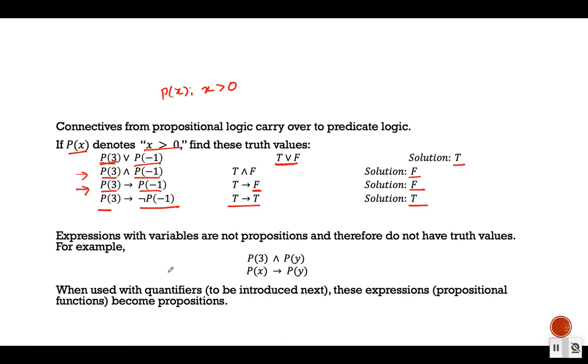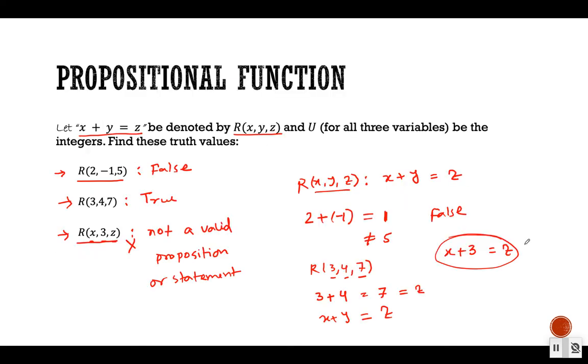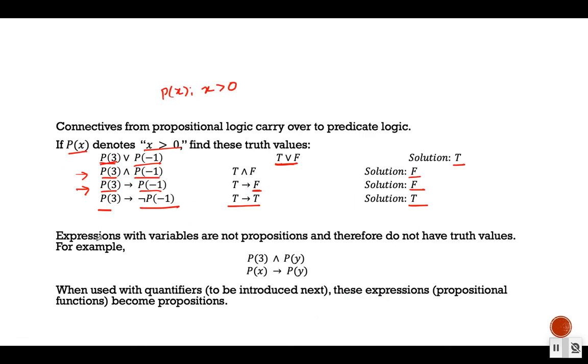Now if we write an expression with variables, it will not be a proposition, and therefore there will not be any truth value. We saw one example here, and here is another example. If we write something like p of 3 and p of y, we know the value of the first part, but we do not know the value of this statement. So that's not valid. Same here, p of x implies p of y. We do not know the values of x and y, so they are not valid.